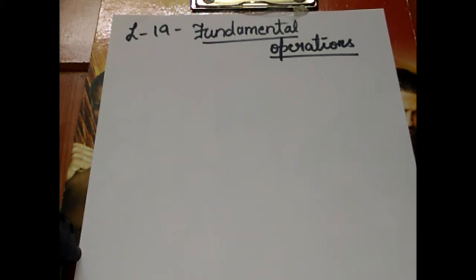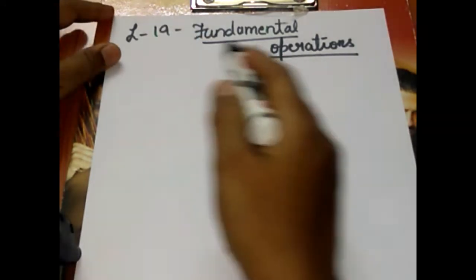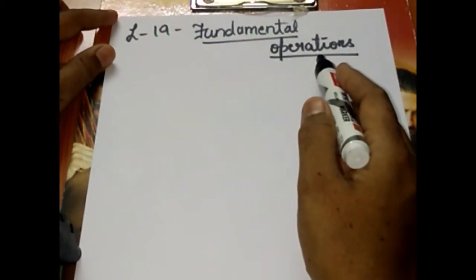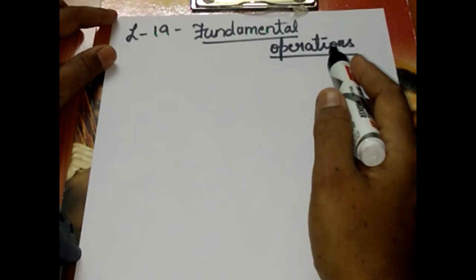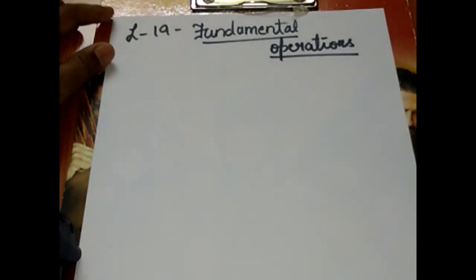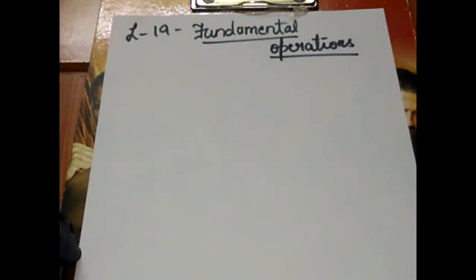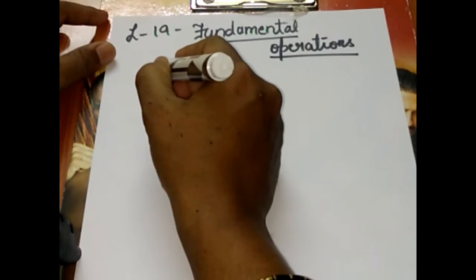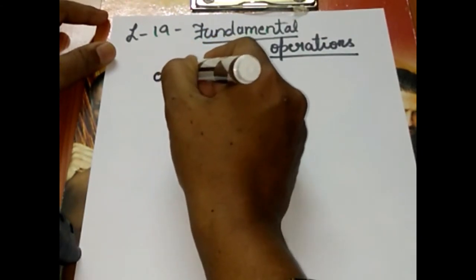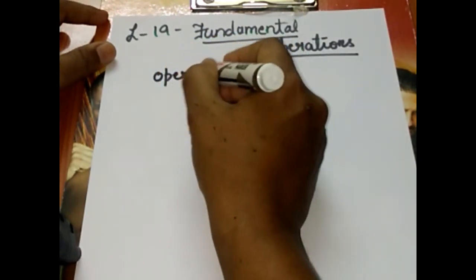Let's begin with the new chapter, lesson number 19, fundamental operations. In the previous chapter, you have learnt about the types of algebraic expressions, namely monomial, binomial and trinomial. In this chapter, we are going to learn about the operations on algebraic expressions.